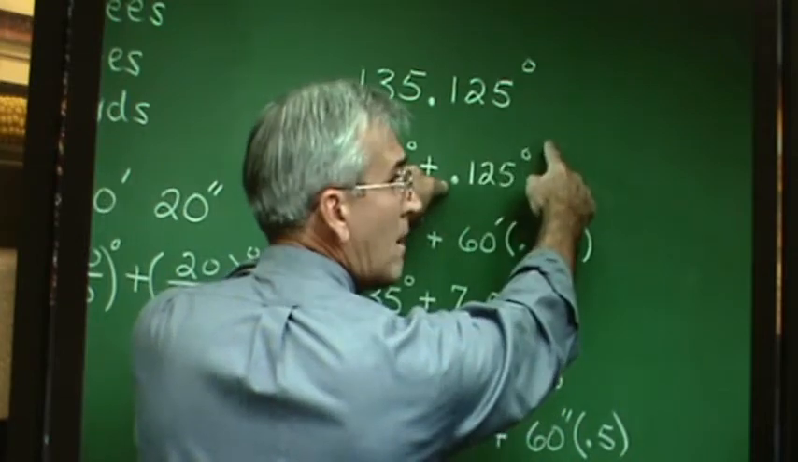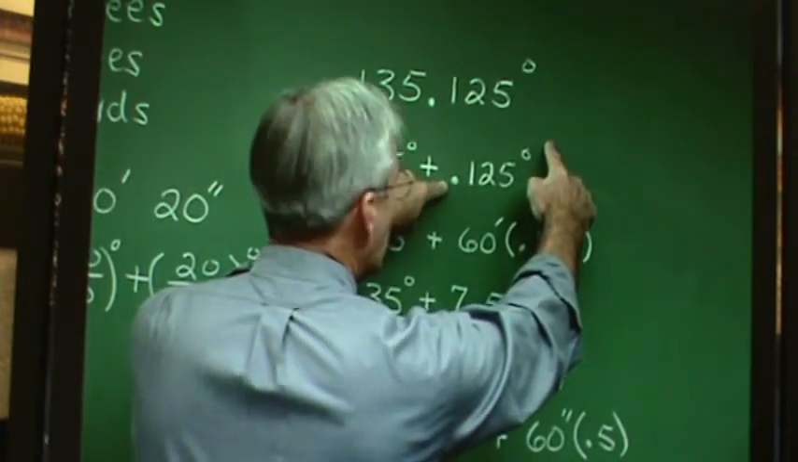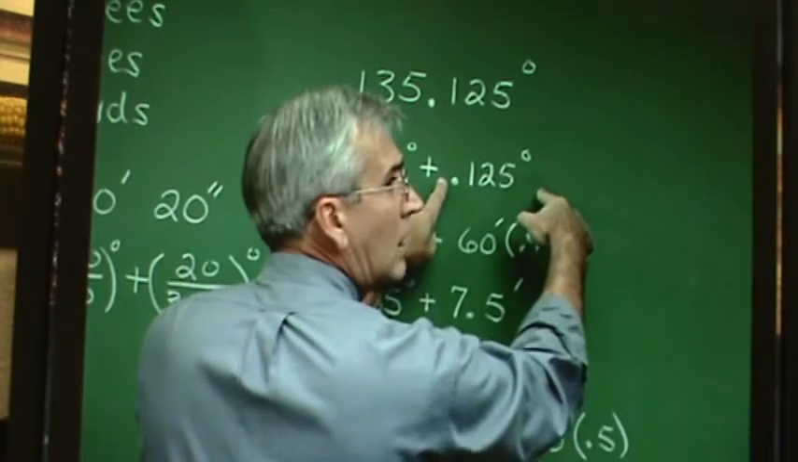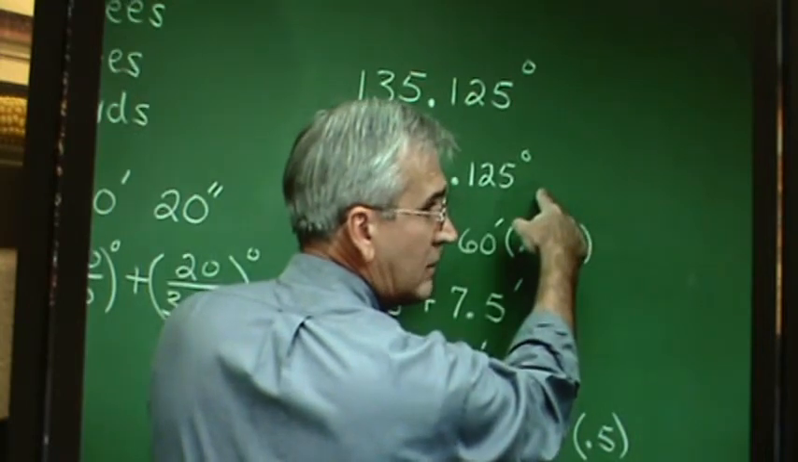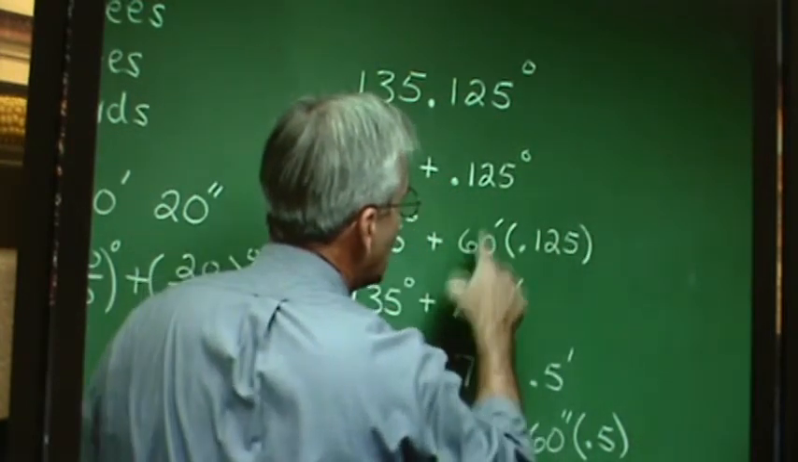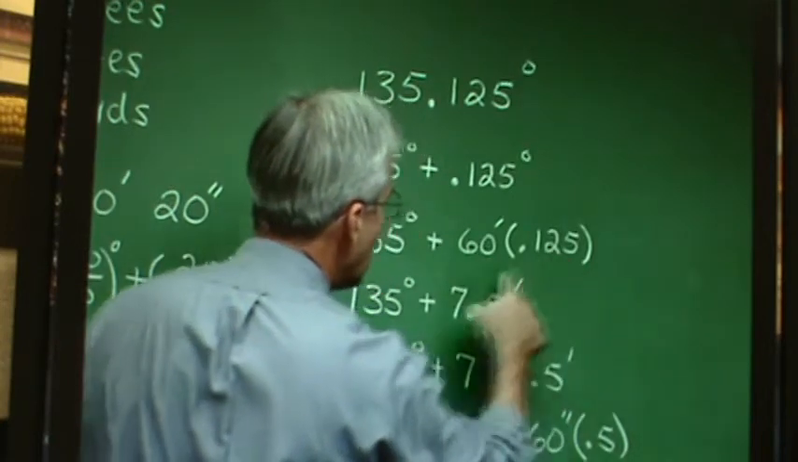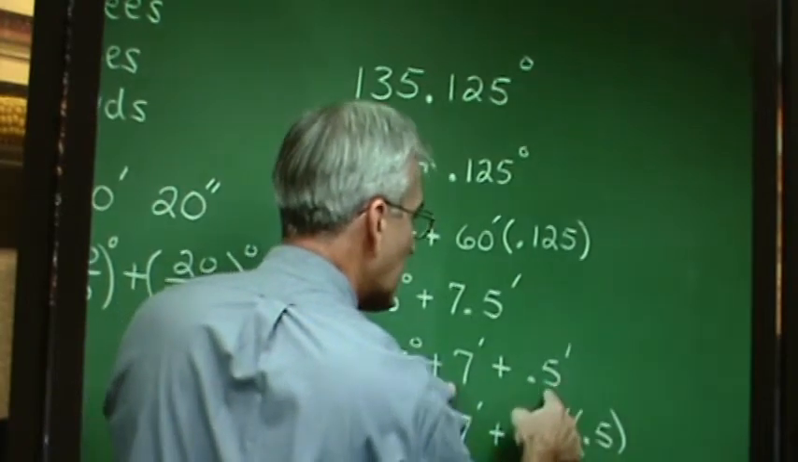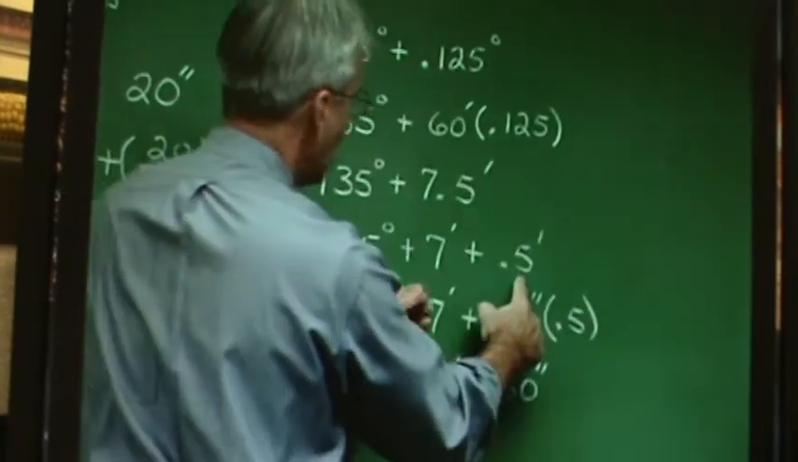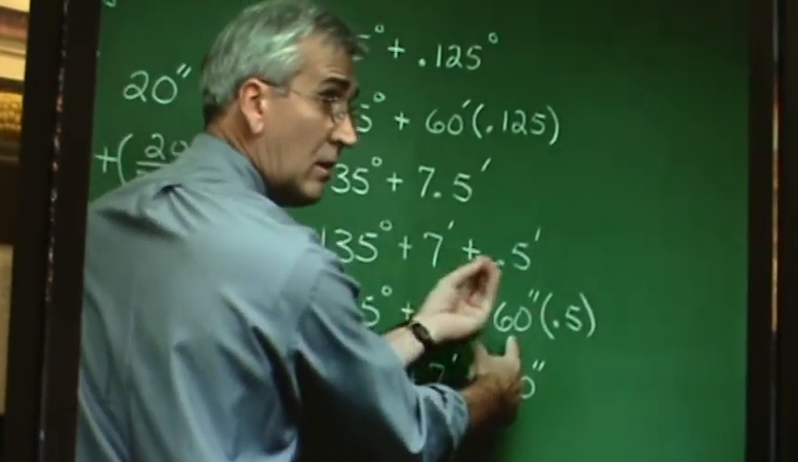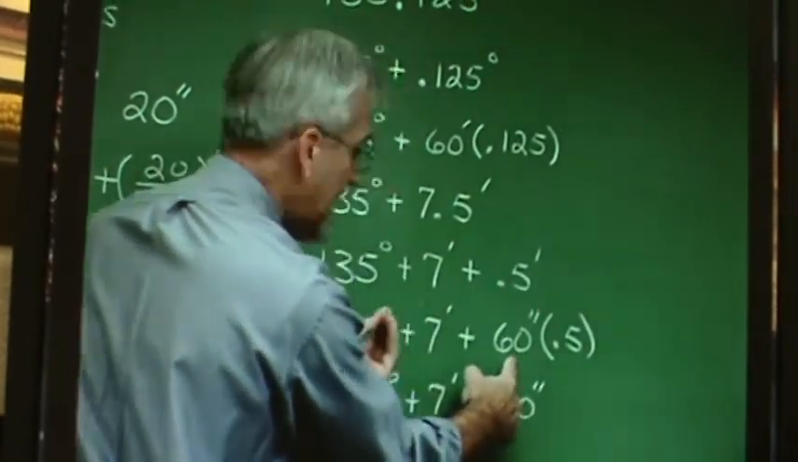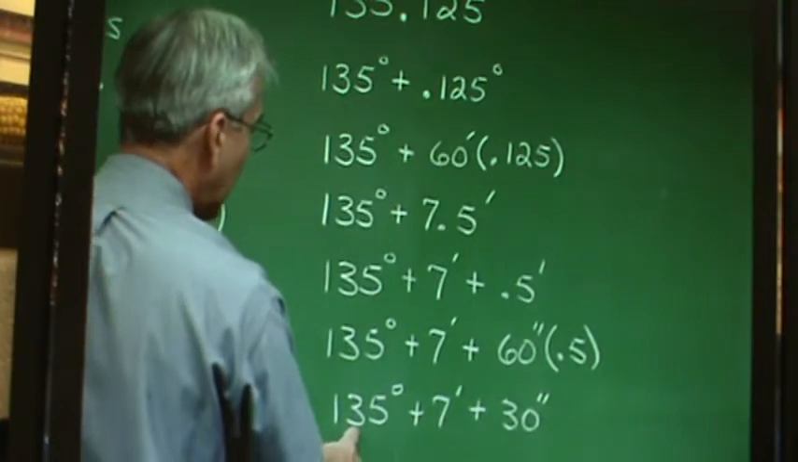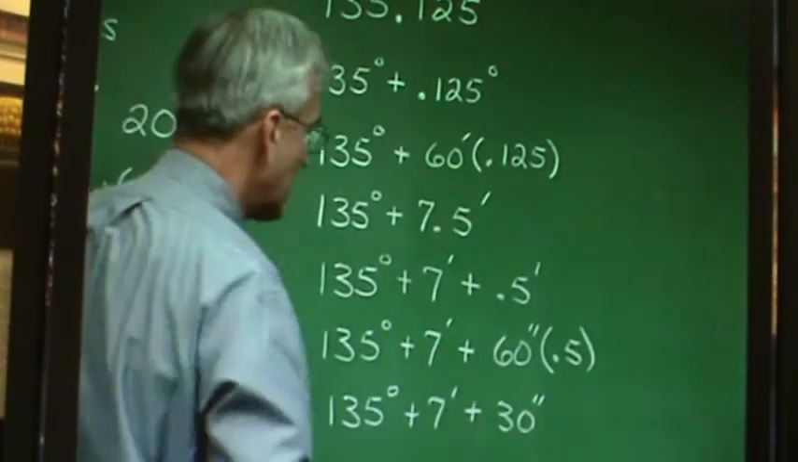Every degree is 60 minutes. So we can take this number of degrees and multiply times 1 degree, and 1 degree is 60 minutes. So it's 60 minutes times 0.125. So that's 7.5 minutes. Now separate this. It's 7 minutes plus 0.5 minutes. Now, a half of a minute is half of that 60 seconds in a minute. So it's 0.5 times 60, or 30. So it's 135 degrees, 7 minutes, and 30 seconds.